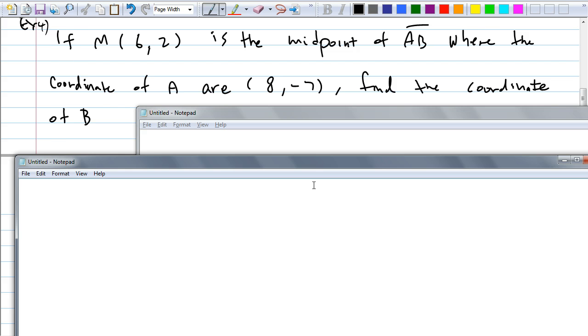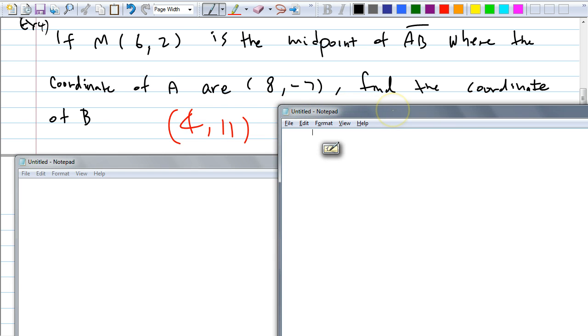How about Young? What did your group come up with? So since 8 plus a number divided by 2 equals 6, and negative 7 plus a number divided by 2 equals 2, I just plugged in the number and then I got (4, 11). Exactly. So how many people got (4, 11)? That's the answer. Very good.